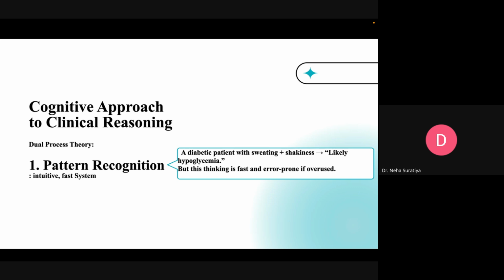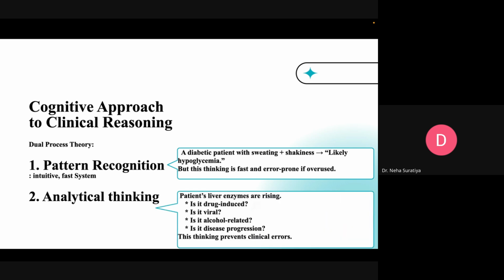I am not saying pattern recognition is always a wrong thing. You can identify patterns which are practiced in your ward rounds and in your daily routines, and you can recognize those patterns, that is completely okay. But combine this with your second, analytical thinking. This is system 2, which is very slow. Analytical thinking is a slow, structured, step by step response. Okay, slow, structured and step by step reasoning.